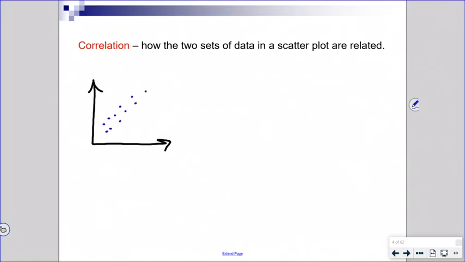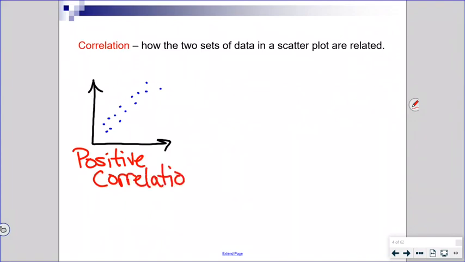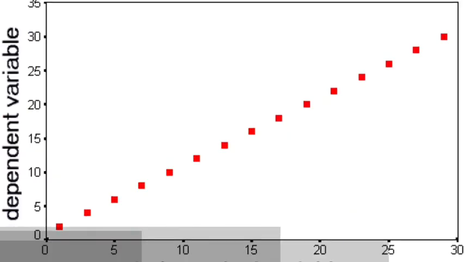So this is like the problem that you saw before with height and weight. As one set of data increases, the other set of data increases. We're going to call that a positive correlation. Positive correlation. As one set of data increases, the other set of data increases. The more miles you run, the more calories you burn. As one increases, the other increases.